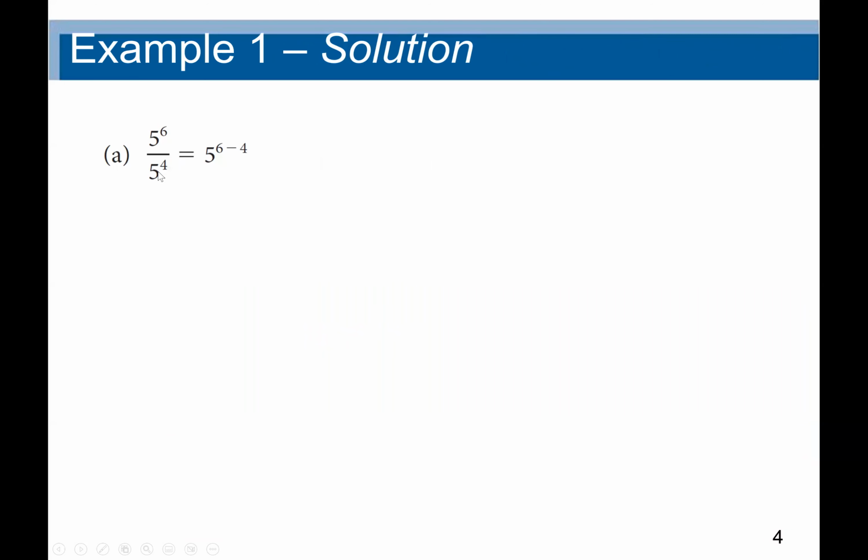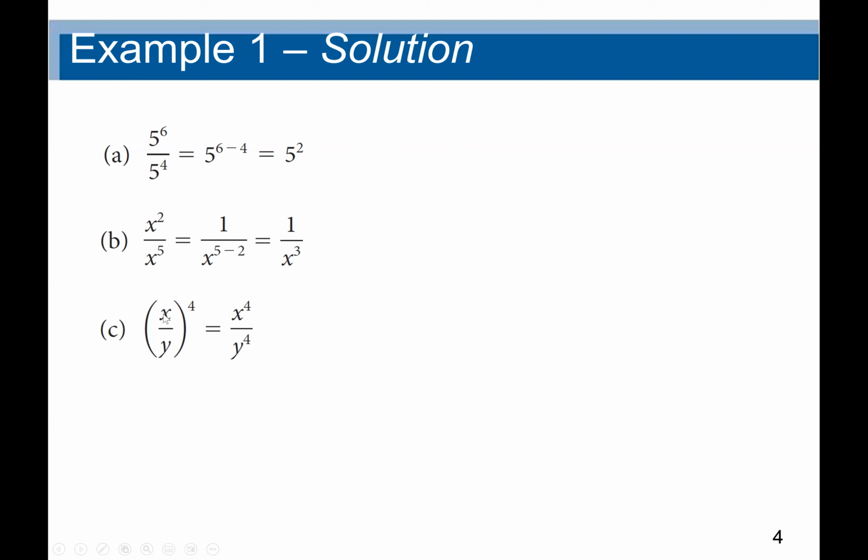So again, this is our first problem. 6 minus 4, because we are dividing, and the bases are the same, 5 and 5. So we get 5 to the power 6 minus 4, and that will give us 5 to the power 2. Now, B, we have x squared over x to the power 5. So we find the reciprocal, 1 over x to the power 5 minus 2. So this means our answer will be 1 over x to the power 3, or x cubed.